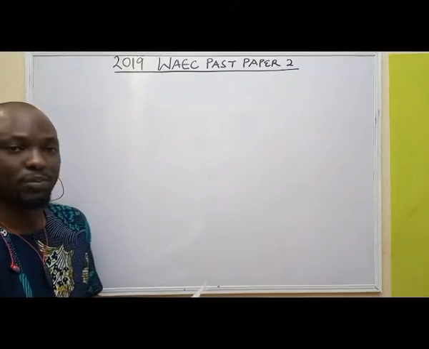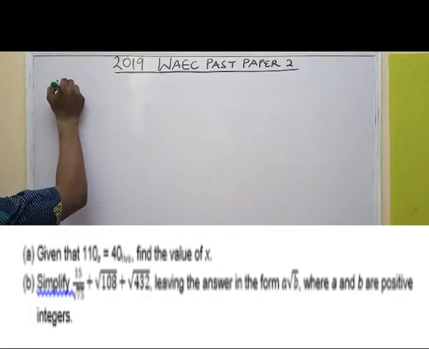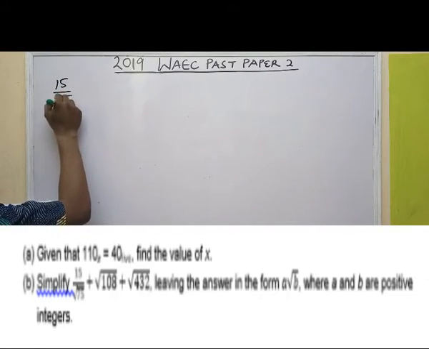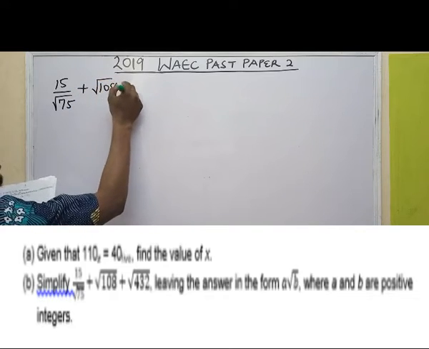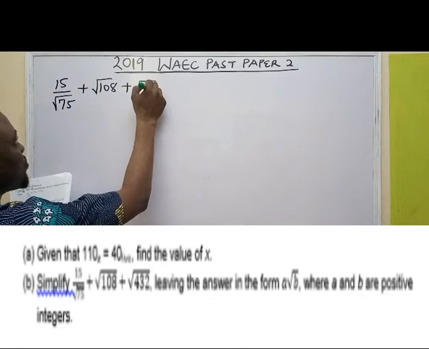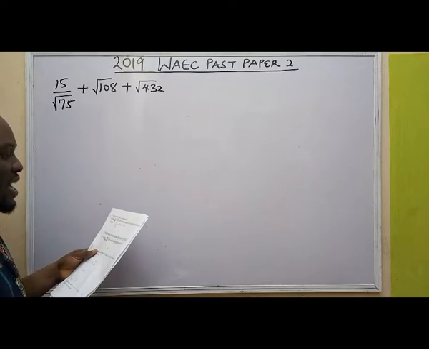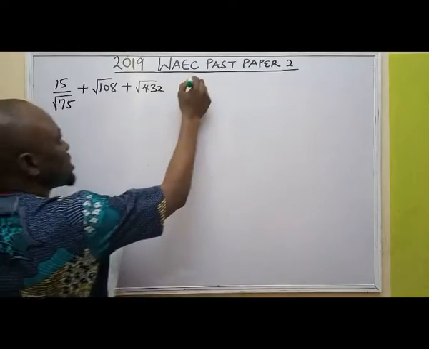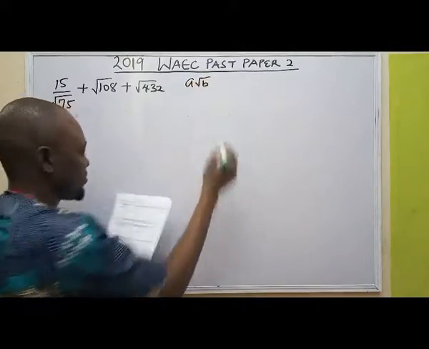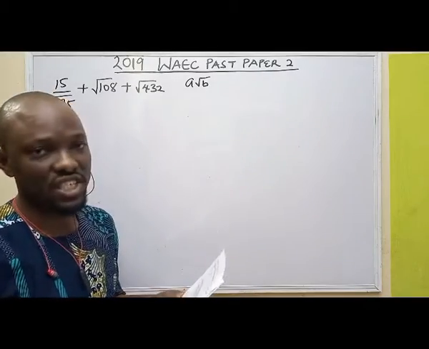So we want to solve 1b now. 1b says simplify 15 over root 75 plus root 108 plus root 432, leaving the answer in the form a root b, where a and b are positive integers.